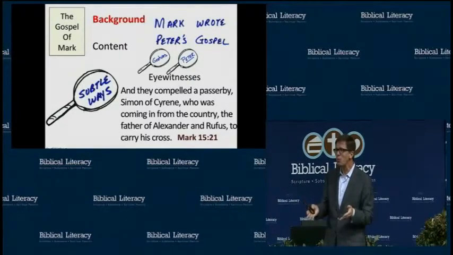There was a Rufus well known for who he was, such that Paul's giving him a greeting, even though Paul at that point had never been to the Roman church. So Rufus's fame is beyond the Church of Rome. And most likely, I suspect, I guess is a more honest way to say it, that he was the Rufus of Alexander and Rufus, whose dad had carried the cross.